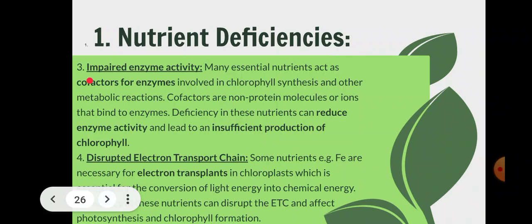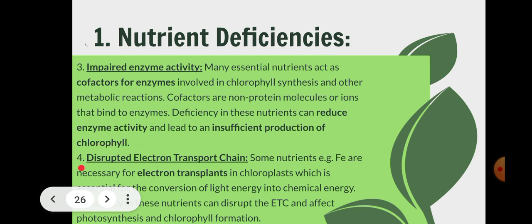The third one is impaired enzyme activity. Many essential nutrients act as cofactors for enzymes, as we talked about earlier. Most of these enzymes are involved in the synthesis of chlorophyll and different kinds of metabolic reactions. These cofactors, as I explained earlier as well, are non-protein molecules or ions that bind to enzymes. Deficiency in these nutrients can reduce the enzyme activity, and it therefore leads to an insufficient production of chlorophyll.